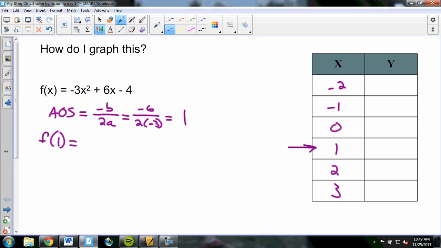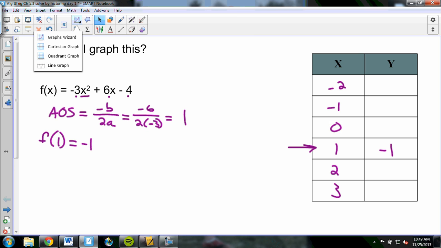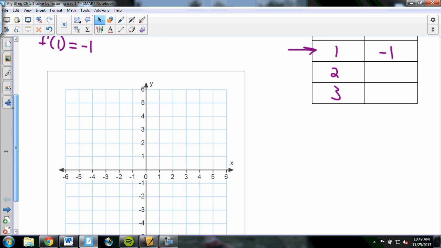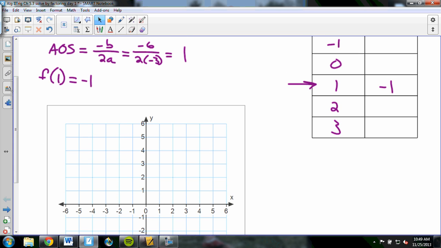One squared is 1. 1 times negative 3 is negative 3. Plus 6 is 3. Minus 4 is negative 1. So it's the point 1, negative 1. And now I can graph that. At the point 1, negative 1, right here. Okay, now what?